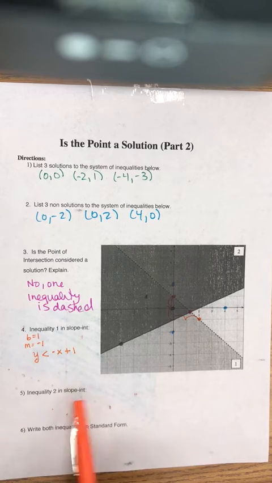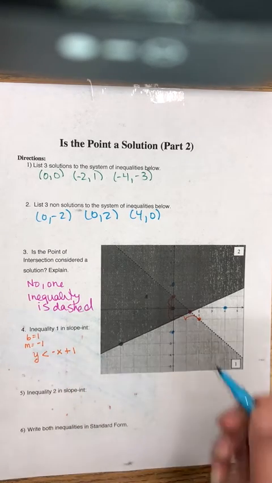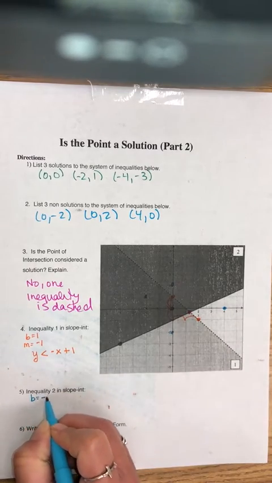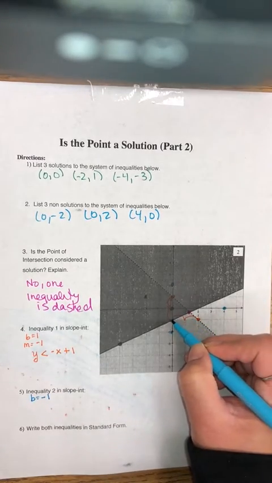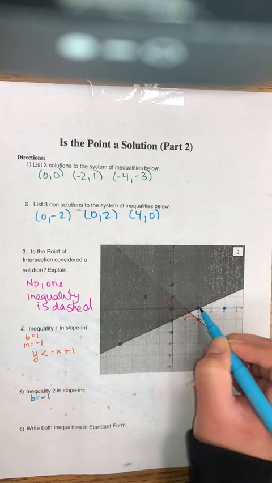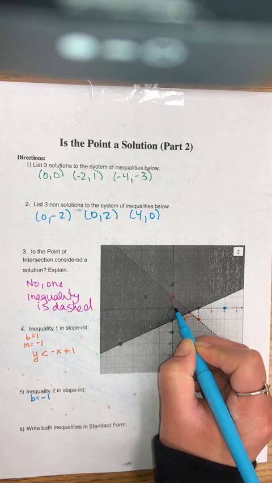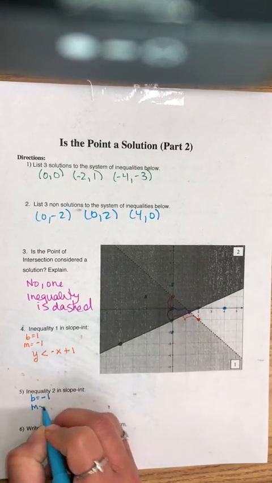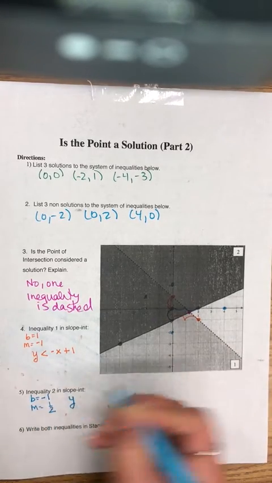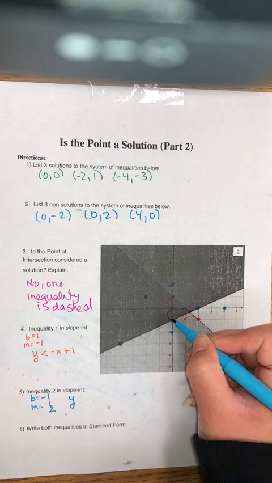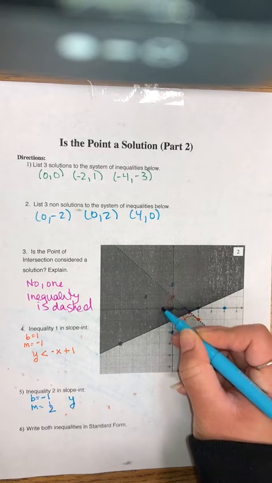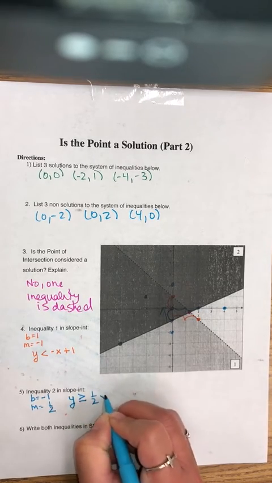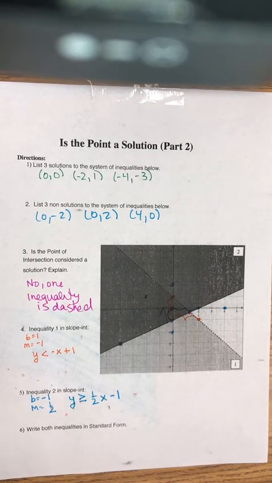Now we go and write inequality number 2. So the y-intercept of the solid one is negative 1. And the slope, let me pick another point, I'll pick this one right here, is rise 1, run 2, so it's 1/2, and it's positive. So it'll be y. Now where is this shaded to? Well, this one is shaded above. So it'll be greater than or equal to 1/2 x minus 1.